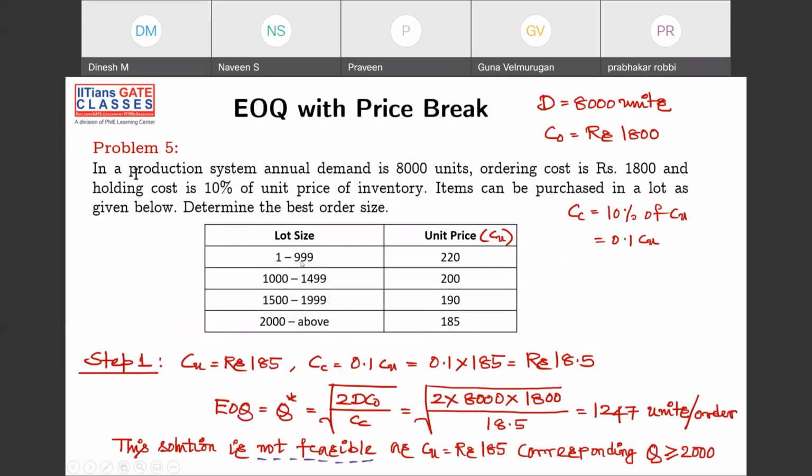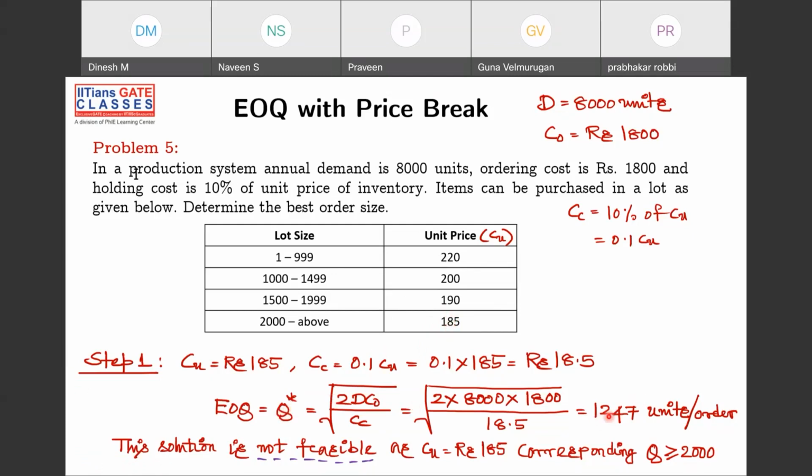From 1 to 999, the price is 220 rupees; 1000 to 1499, 200 rupees. If you're buying 1500 to 1999, then it is 190 rupees. Then for 2000 and above, you're getting it for 185 rupees per item. So first, I will be very greedy. Obviously, I want to go for the minimum price. I want to see the EOQ at this unit price. So for unit cost CU equal to 185, I will calculate the EOQ.